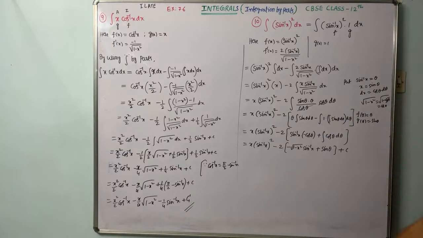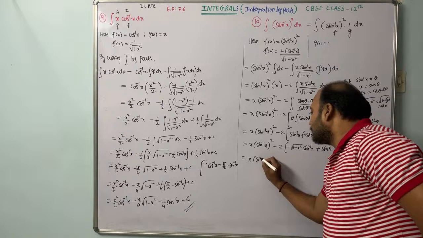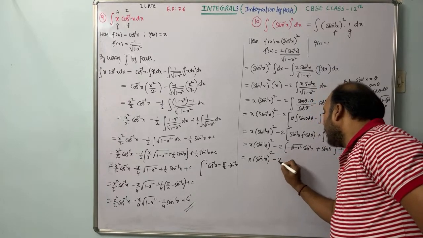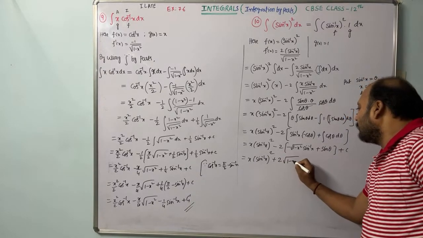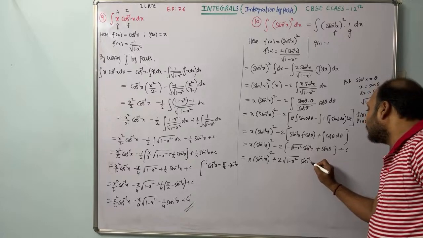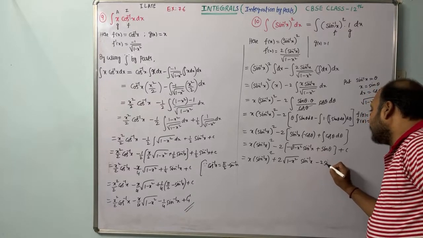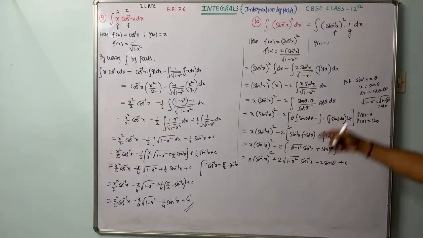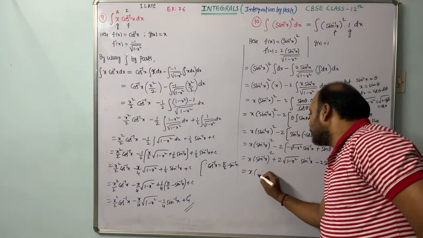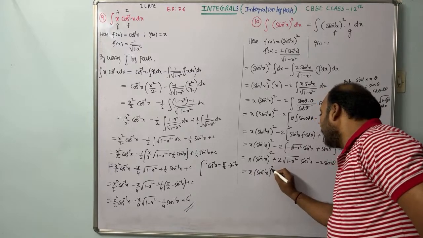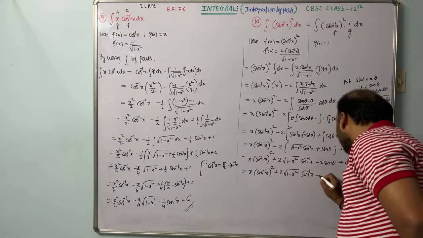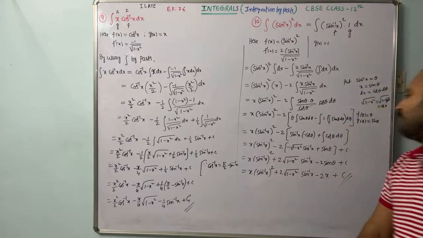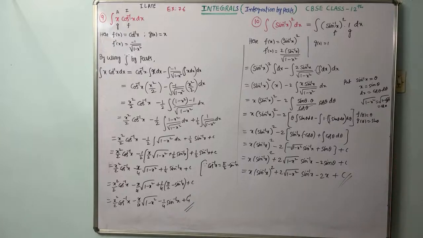Sine theta is what? x. Which is equal to x into sine inverse x whole square minus 2 into minus, minus is plus, we can do it, root of 1 minus x square into sine inverse x minus 2 sine theta plus c. In place of sine theta, you can replace with x. x into sine inverse x whole square plus 2 into root over 1 minus x square into sine inverse x minus 2x plus c. This is the way you can give the students the answers.